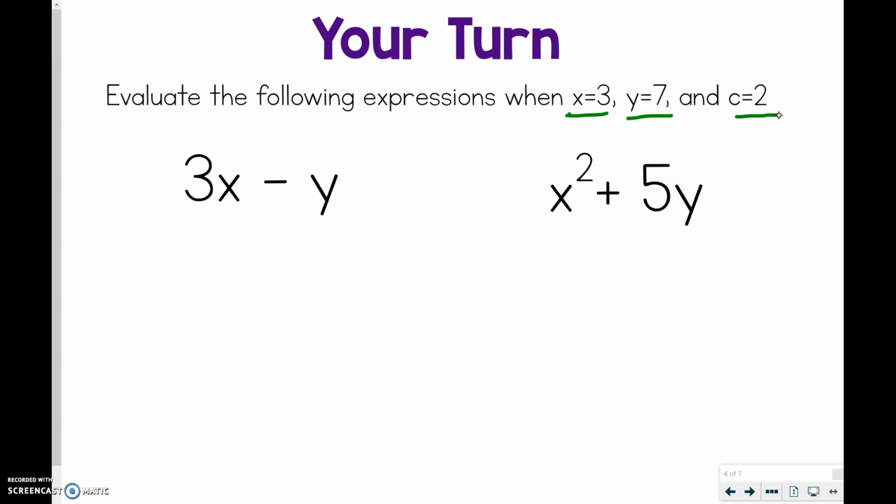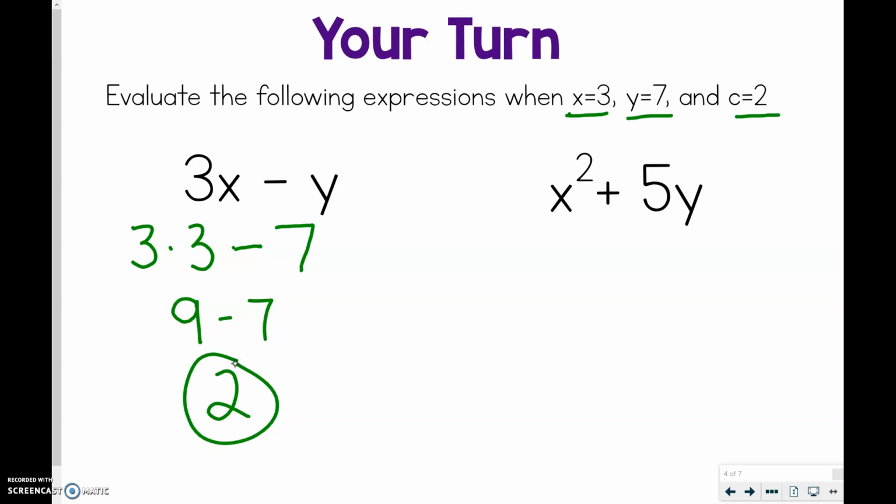So since x is 3, I'm going to write 3. Remember 3x just means 3 times x, so I'm going to use the dot there. And the 3 is in place of the x. So 3 times 3 minus, they say y is 7, so we're going to replace that y with a 7, so we're going to substitute that in. Then you just solve with order of operations. We're going to do multiplication first because that comes before subtraction. We end up with 9 minus 7 to get 2.